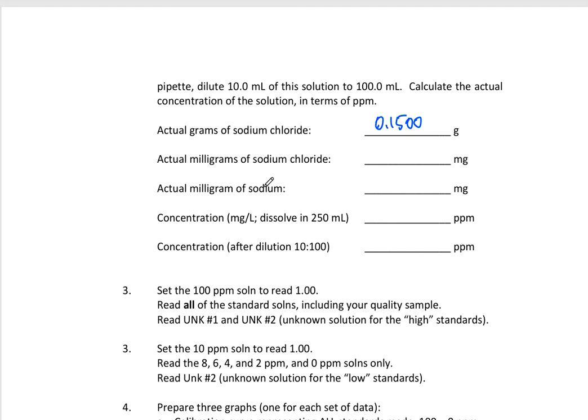It says the actual milligrams of sodium chloride. Well, in order to go from gram to milligram, we're going to multiply by 1,000, and 0.1500 times 1,000, I move the decimal over 3 times. 0.150 is actually 150 milligrams here that we have weighed out to make this solution with. Next, it says, okay, well, what's the actual milligram of sodium? Because keep in mind, this 150 milligrams is sodium chloride.